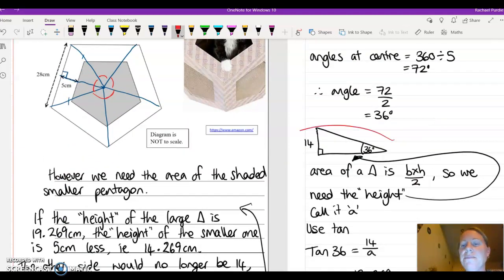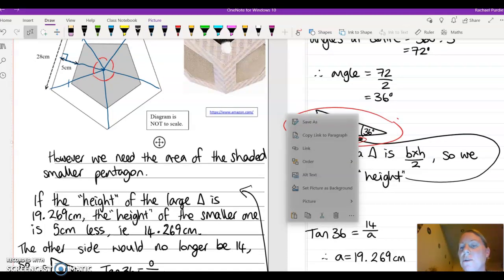So you'll see here, I've drawn a little right angle triangle. Thinking about what we actually want to find out, we want to find the area of the little triangles. So we need to think about what we need to find the area of a triangle. Normally, it's base times height, divided by 2, base times the vertical height. For a right angle triangle, that's nice and easy. So it's this length here that we want to find. We can call it A.